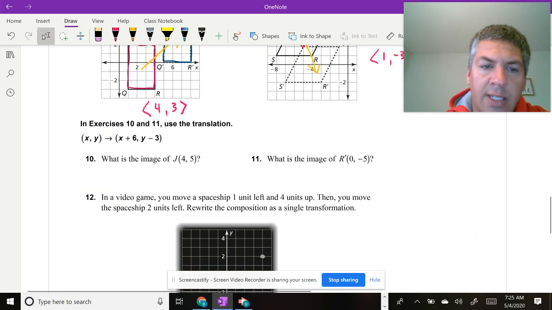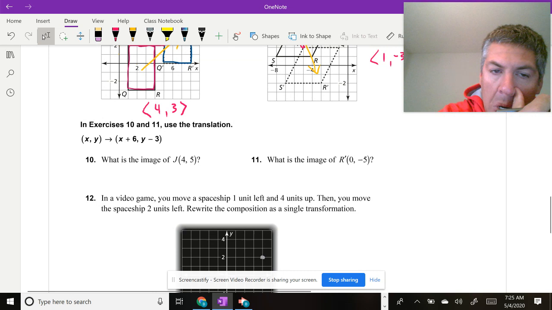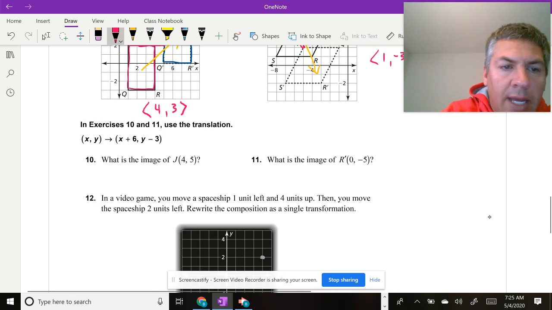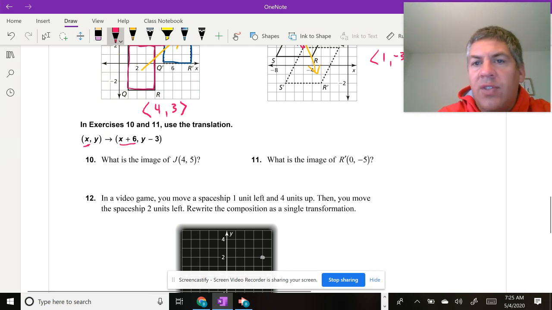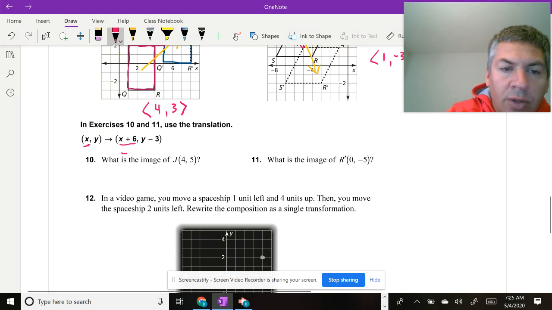Okay, here's another interesting way to write this in 10 and 11. Notice how in x comma y, for that x, we're going to use x, and then we're going to add 6 to it. So that's like a movement of 6 to the right. Okay, so if I were on a graph, that's going to be going to the right. This is going to be going down if you were on a graph because of the subtraction of 3, the addition of 6. So in this particular point, all we have to do is take the x value and add 6 to it. So that's going to be very simple.